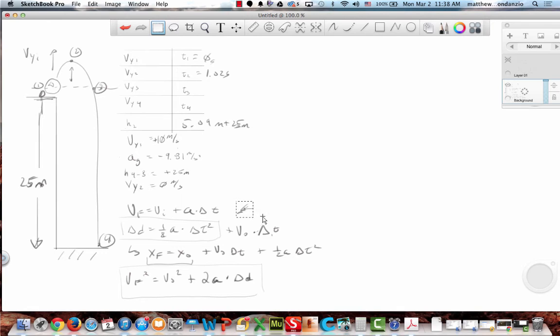Okay. All right. So let's think about this for a second. So we know we solved for the height, right? Originally, we did the delta distance from 1 to 2. So it's 5.09 meters plus our 25 meters. So the height of 2 is what? 30.09, right? 30.10. Huh? I got 30.10. That's just rounding differences. 30.09.